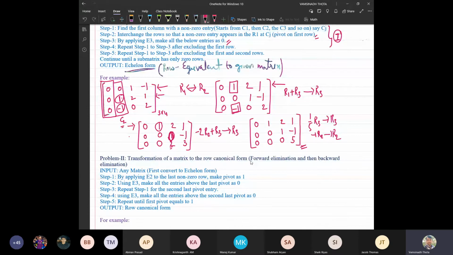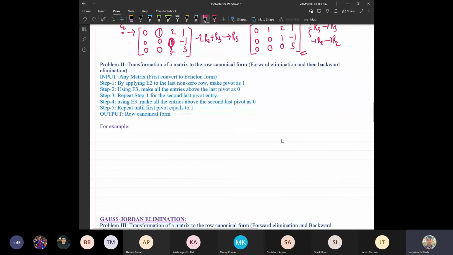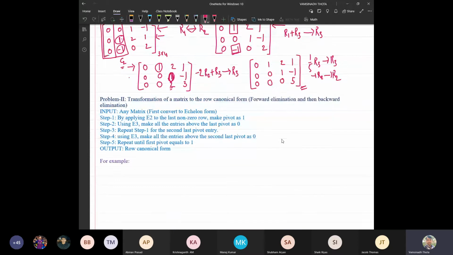First thing we have to do for row canonical is convert it to the echelon form. This is the echelon form. Let me rewrite the echelon form here. So what is the echelon form here? 0, 1, 2, 1, 0, 0, 1, minus 1, 0, 0, 0, 5. Okay, this is the echelon form. So forward elimination is done. Observe here: first we have to do the forward elimination. After completing the forward elimination, we have to do the backward elimination.